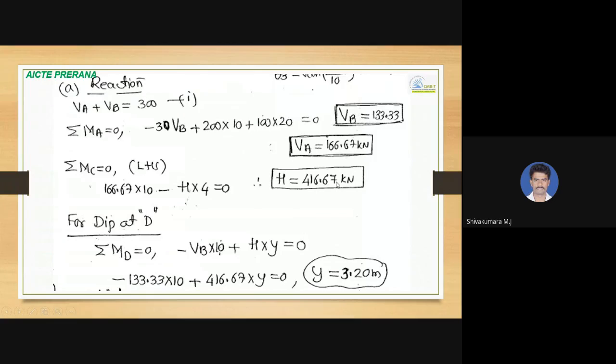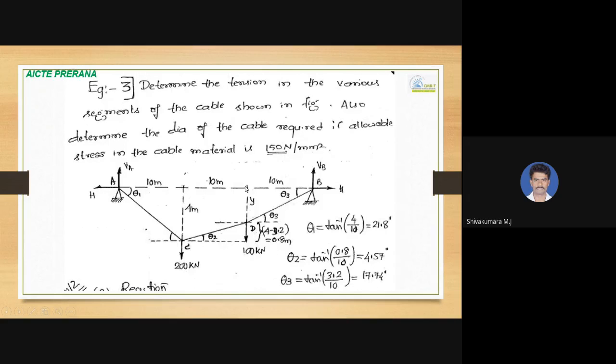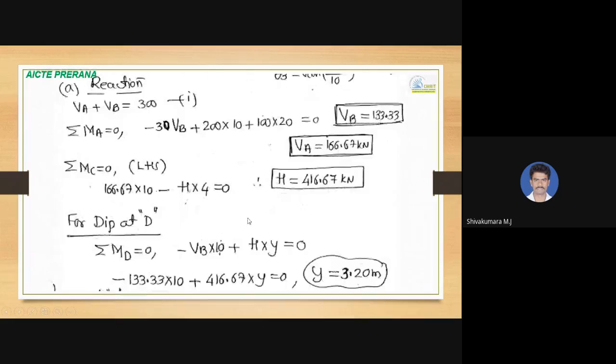that is 416.67 kilonewton. So after determining the support reactions, now you come for the calculation of the dip. So dip at point D. How much is the dip at D we need to calculate. So for that purpose, you take moment at D equal to 0.